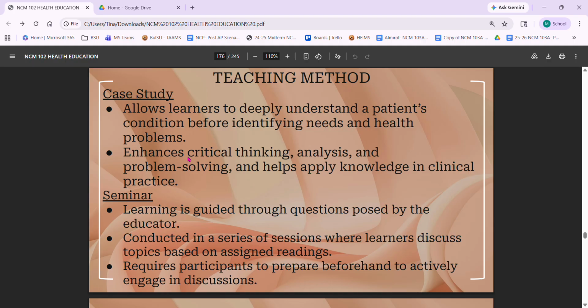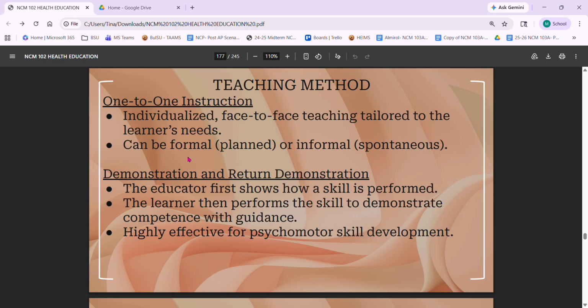Okay, then seminar. Learning is guided through questions posed by the educator. So, conducted in a series of sessions where learners discuss a topic based on the assigned reading. Okay, so usually it requires participants to prepare beforehand to actively engage in discussion sa seminar. One-on-one instruction, so individualized, face-to-face teaching tailored dun sa learner's need. Okay, pwedeng planned or formal or informal, spontaneous lang.